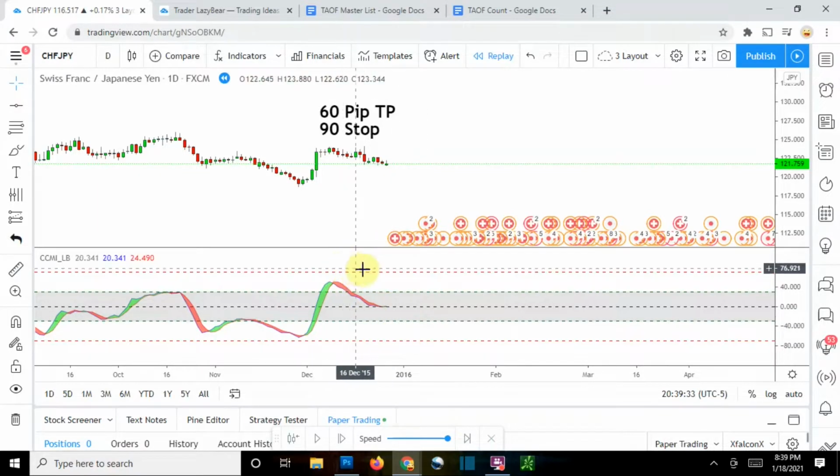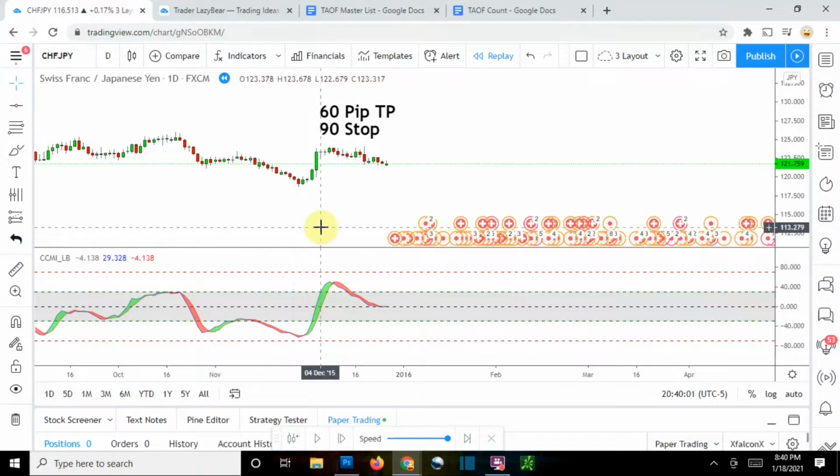Then there is extreme overbought and oversold zones, which are indicated by the red dotted lines that are a little bit farther out. And so right where my cursor is now, there is an upper dotted line at the 70 marker, and down here at the bottom there is a lower line at the negative 70, and those are extreme overbought and oversold.